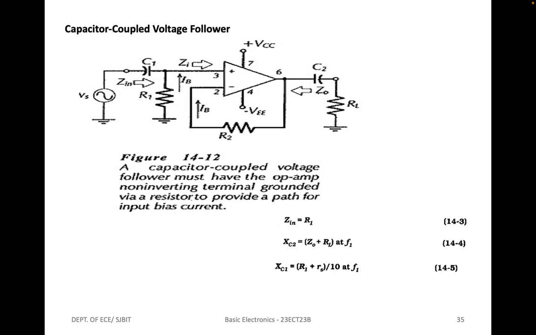So next is the capacitor coupled voltage follower. Here we have a circuit for the capacitor coupled voltage follower. When a voltage follower is to have capacitor coupled input and output terminals, the non-inverting input must be grounded via a resistor R1. As explained, the resistor is required for passing bias current to the non-inverting input terminal. It also offers an input resistance to the signal source rather than a short circuit.